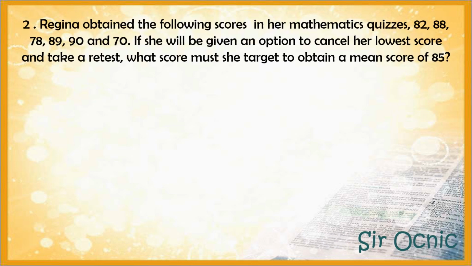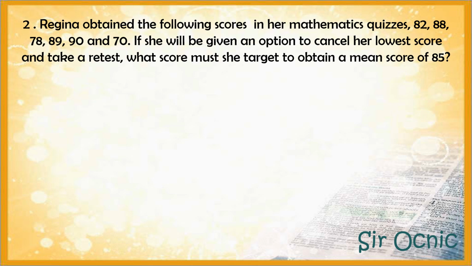Problem number 2. Regina obtained the following scores in her mathematics quizzes: 82, 88, 78, 89, 90, and 70. If she will be given an option to cancel her lowest score and take a retest, what score must she target to obtain a mean score of 85? So based on the problem, Regina took 6 tests, and among her scores, 70 is the lowest.